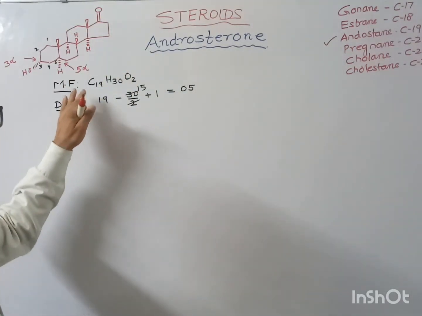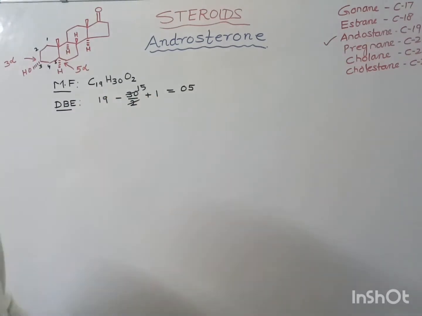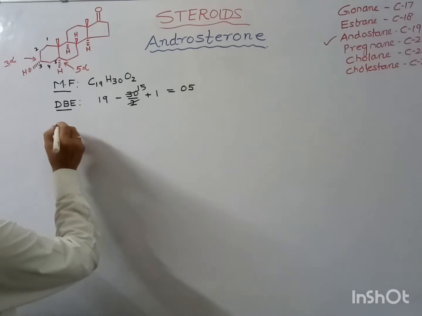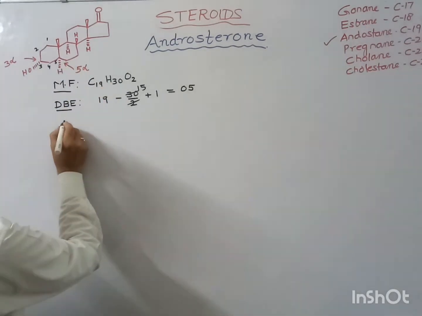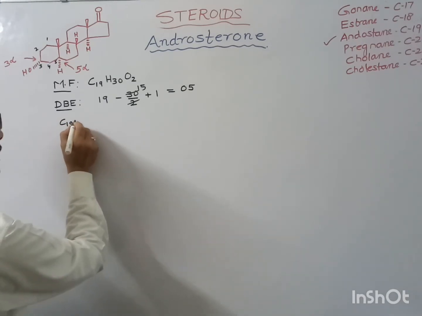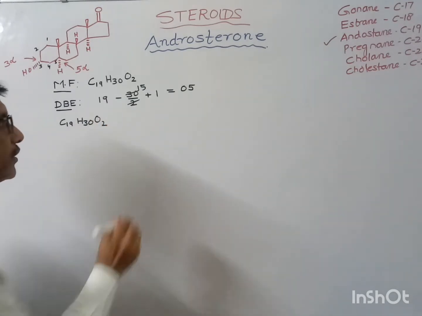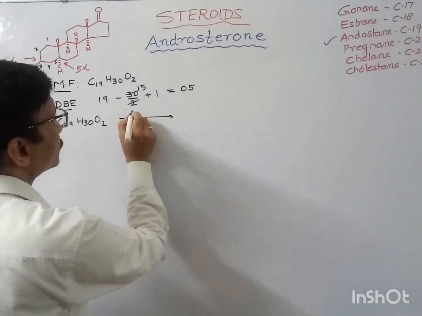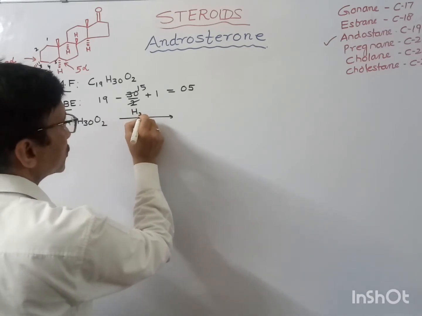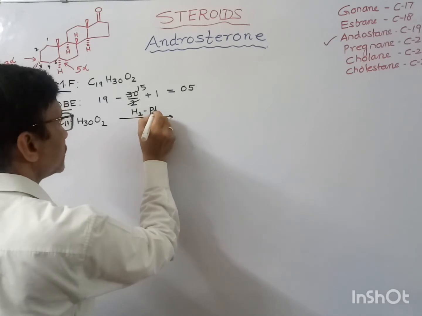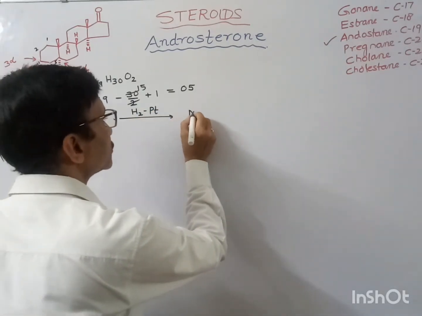So in this molecular formula, the DBE is coming to be 5, which is the correct one. Now after this, there was androsterone, that is C19H30O2. When hydrogenation was done in the presence of a platinum catalyst, catalytic hydrogenation, it was seen that no reaction takes place.